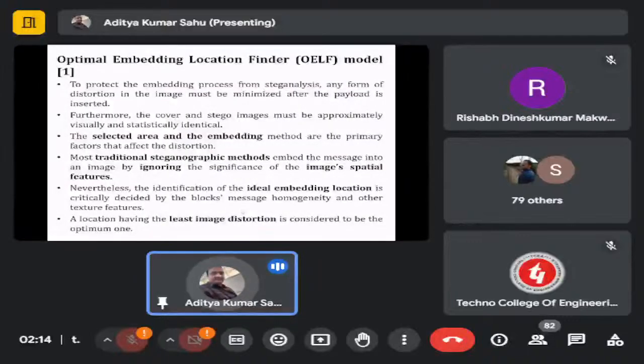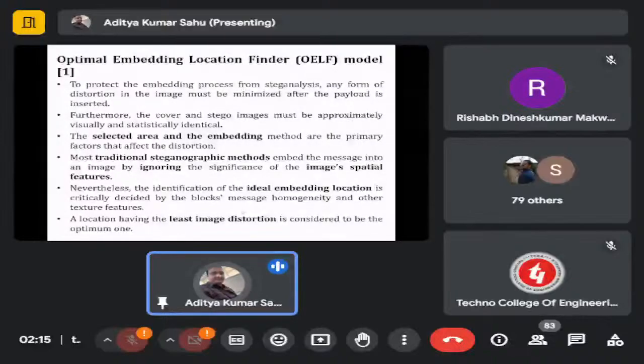So one of the machine learning based techniques is the optimal embedding location finder model. This is particularly used to protect the embedding process from steganalysis, because any form of distortion in the image must be minimized after the data is hidden. What happens? The cover and stego image must be approximately, visually, or statistically identical. The selected areas and the embedding methods are the primary factors that affect the distortion.